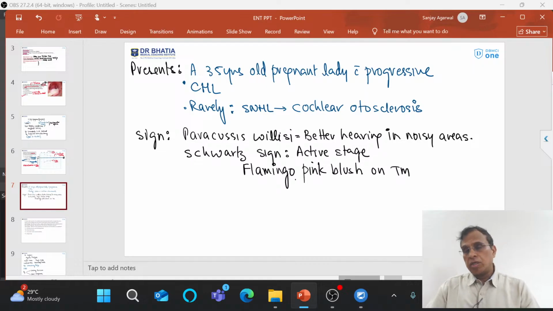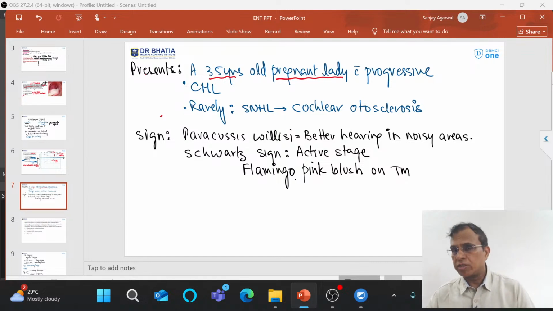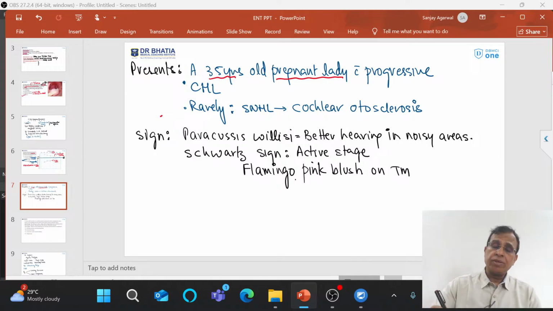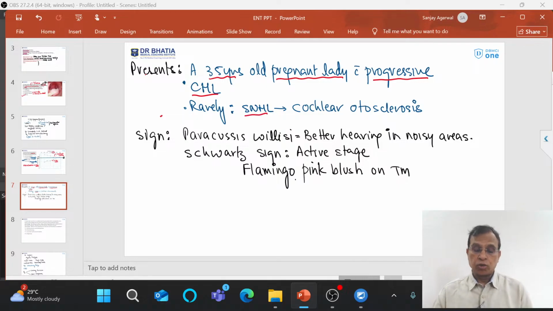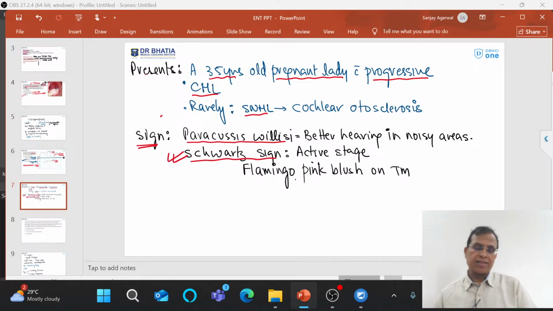Now, these are the other important points about otosclerosis. Although in that question, the age of the lady given was 40, but in otosclerosis, it is very common to have a patient at around 35 years, and usually the lady is pregnant when they present with otosclerosis. In this case, it was not pregnancy, but still it is okay. But what was common? Progressive conductive hearing loss. That was given in that book, progressive hearing loss. Rarely there can be SNHL, and two signs. One is paracusis willisii and one is Schwartz sign. So this was given in the choices, and this is the correct answer in this patient.